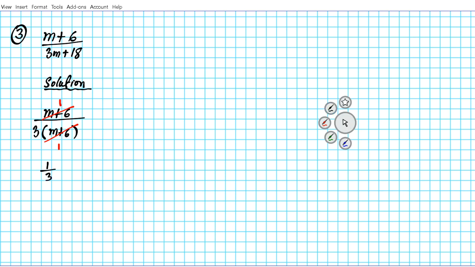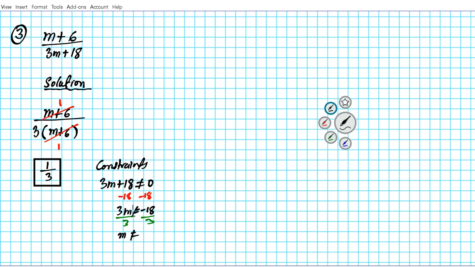Okay? And then what's your excluded values? So your constraint is as follows. The denominator, 3m plus 18, cannot be 0. Okay? So we subtract 18 from both sides. You get 3m is equal to negative 18. And then you divide by 3. And then you see that for this solution, m cannot be negative 6. Okay, so the simplified form is 1/3, and m cannot be negative 6.